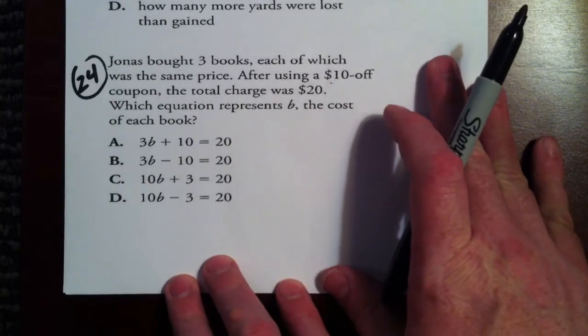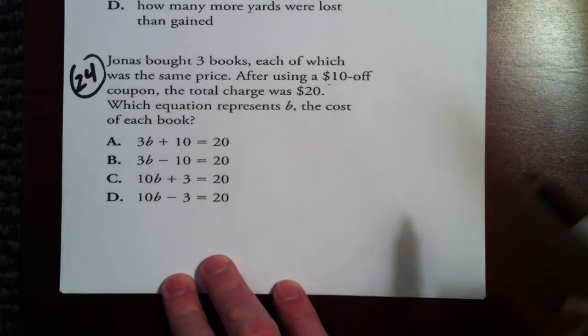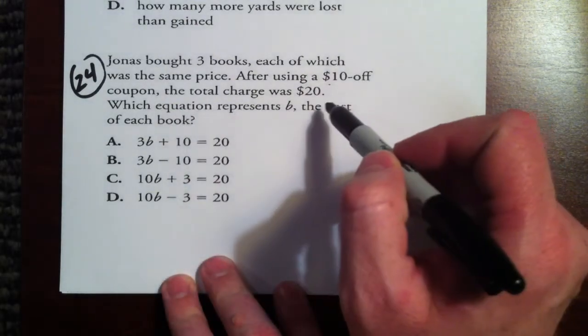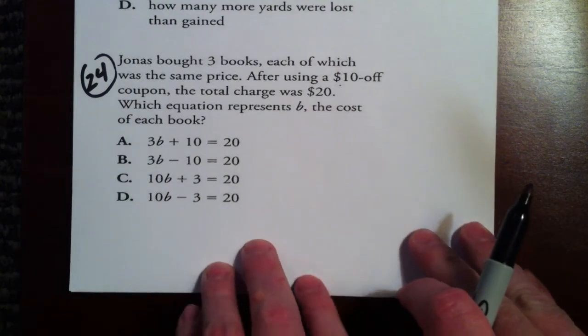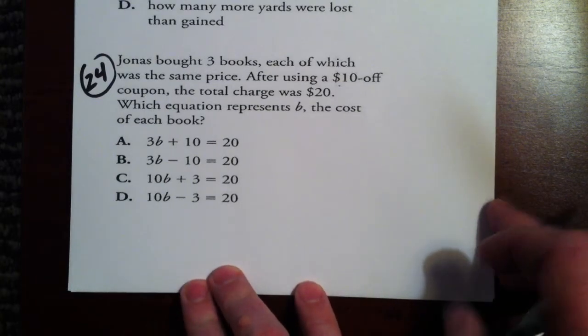Now, Jonah bought 3 books, each of which was the same price. They were all the same price. After using a $10 off coupon, the total charge was $20. Which equation represents B, the cost of each book?